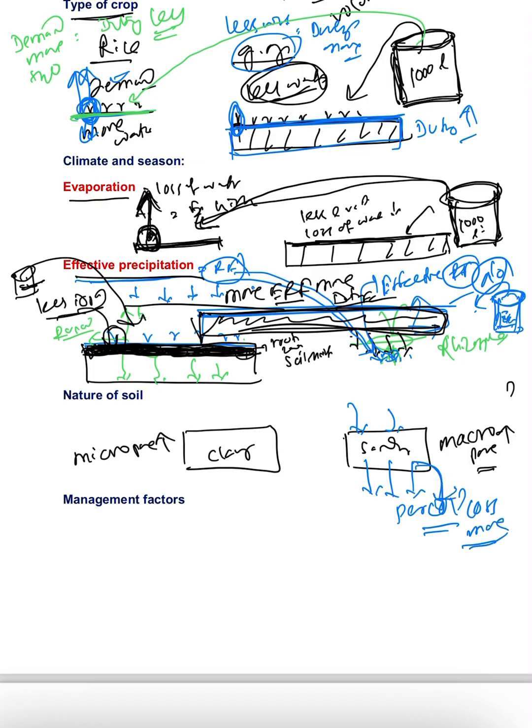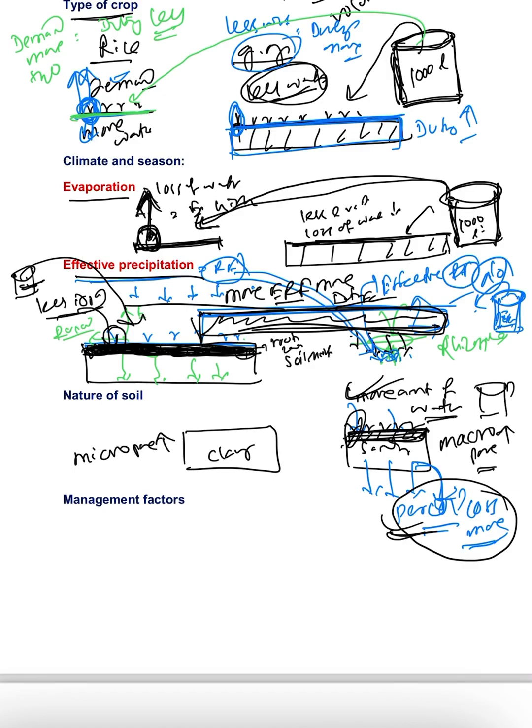If percolation loss is more, very little water remains within the rhizosphere zone to grow the crops. So with more percolation loss, you have to apply more water to grow the specific crop, since more loss is there. That means if I have 1000 liters of water, I can irrigate very little area in the case of sandy soil.